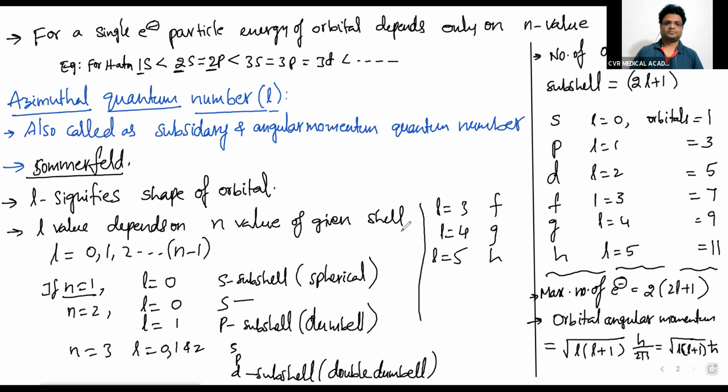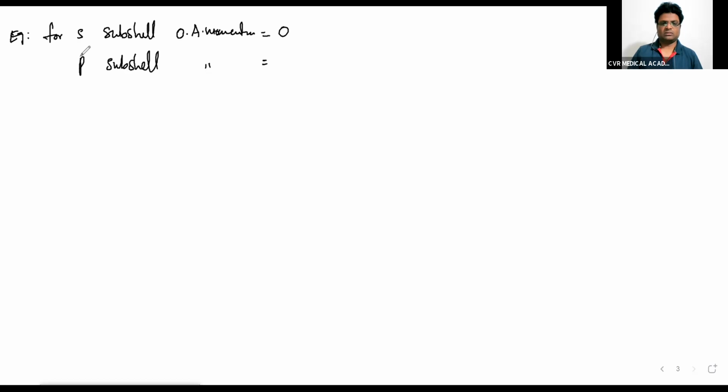Okay. Yes. For example, for s subshell, the orbital angular momentum is equal to how much? 0. For p subshell, how much will it be? For p subshell, the L value is 1. Root over 1 into 1 plus 1, root 2. Isn't it? Root over L into L plus 1. 1 into 1 plus 1, root 2 h by 2 pi.